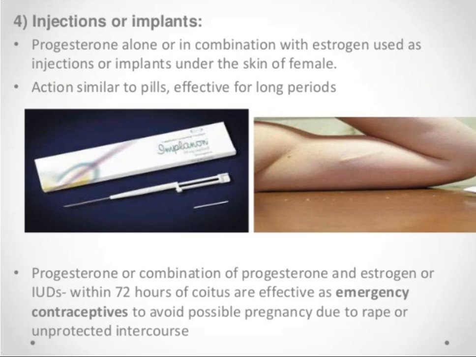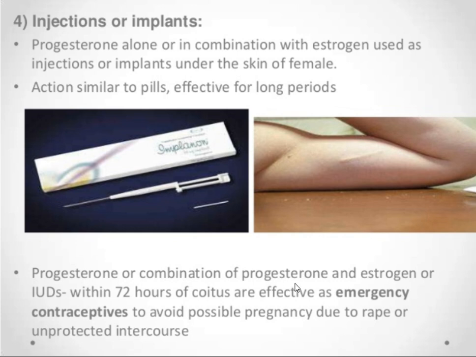Then next is injections or implants. Progesterone alone or in combination with estrogen can be used as injections or implants under the skin of the female. So there also, once it is in the blood, it will show its action, similar to pills. It is effective for long periods.